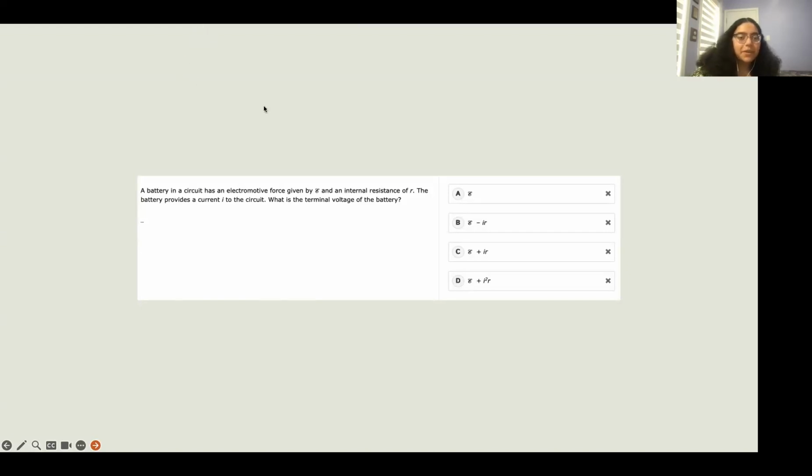Also, if you're not familiar with the term, terminal voltage of the battery is like the voltage coming back to the battery or used within the battery. So you can just think of how much the battery is providing minus how much is used. That'll be the hint for this one.